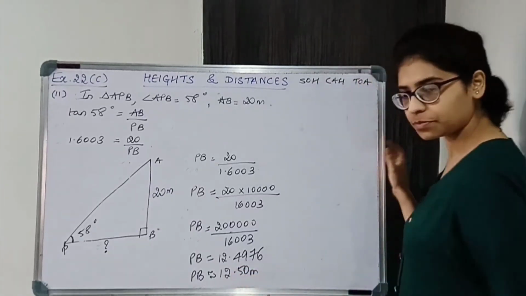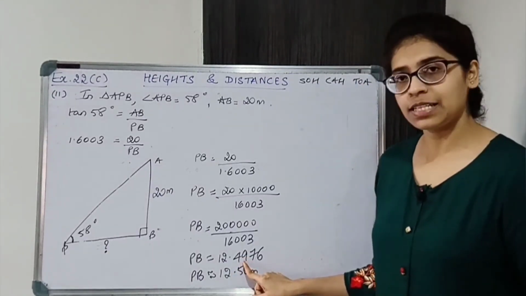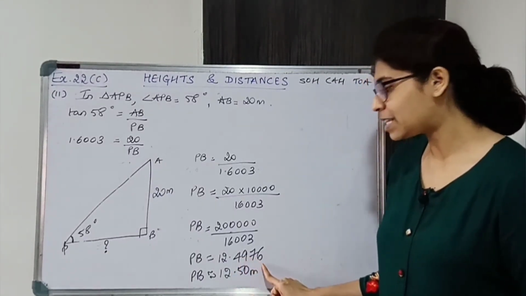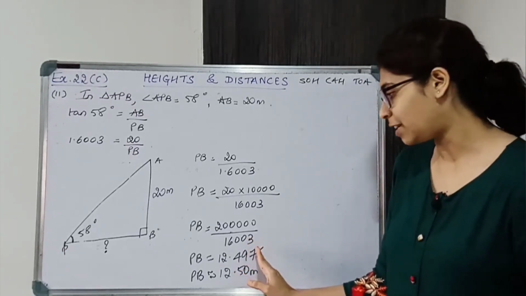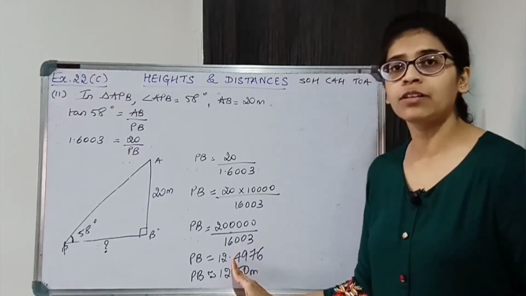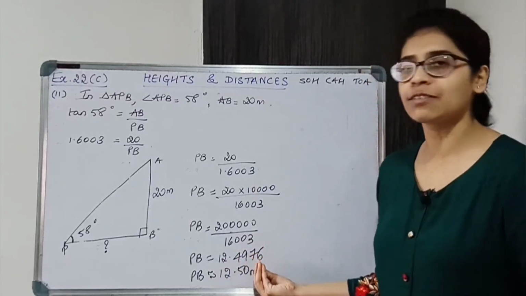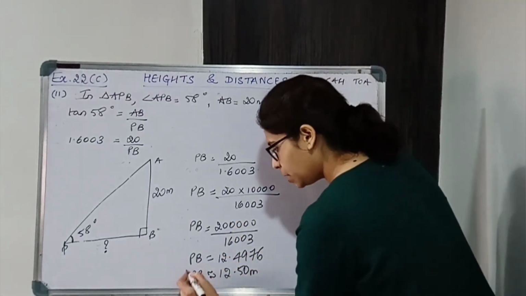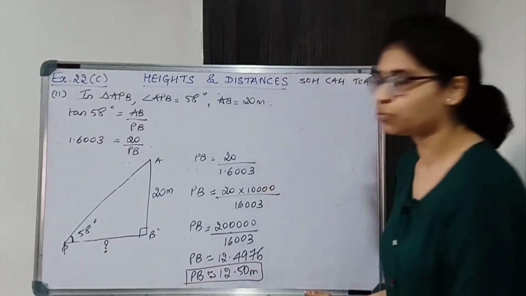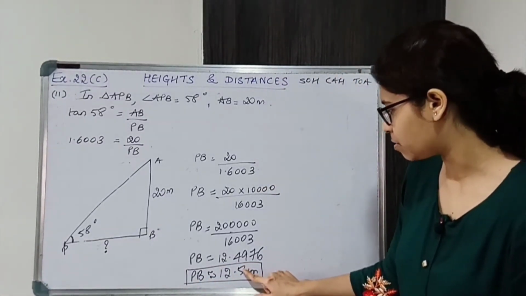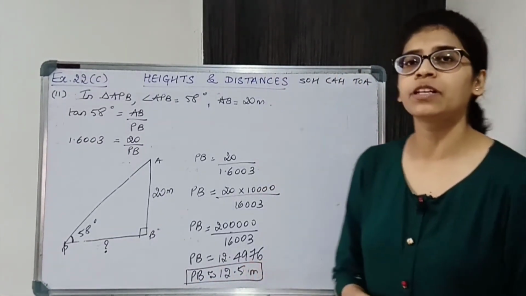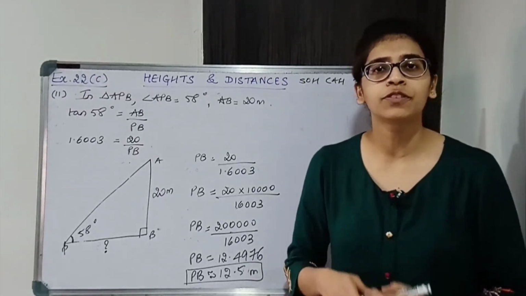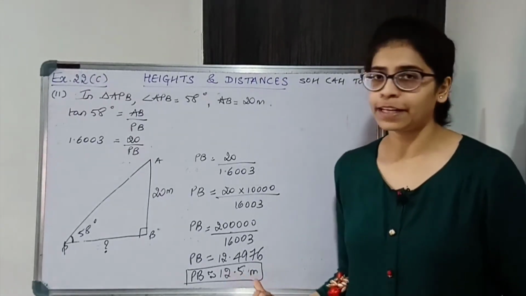Correct? Here there is 9, and before this also 7 and 6, all numbers are greater than 5. So obviously you will add 1 over here. So 12.4976 is nothing but 12.5 meters. So we are getting PB equal to 12.50 meters or 12.5 meters. Write down the final statement. The distance of the man from the foot of the tower is 12.5 meters.